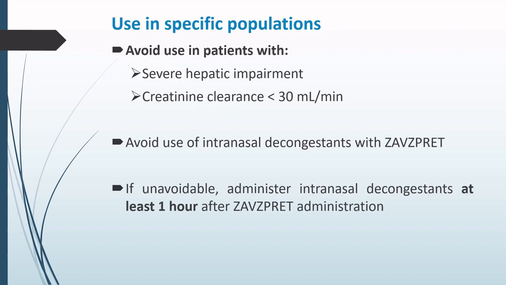Now what is the status of this drug for use in specific populations? The drug must be avoided in patients who have got severe hepatic impairment as well as in patients whose creatinine clearance is less than 30 ml per minute. Intranasal decongestants are best avoided along with ZAVZPRET. However, if we do need to give the patient intranasal decongestant, then it is better to give the intranasal decongestant at least 1 hour after the ZAVZPRET has been administered.